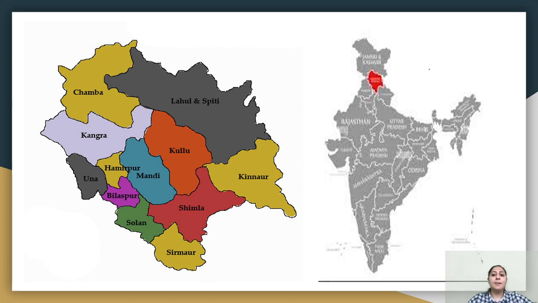तो ये है इंडिया का मैप. यहाँ पर हमारे पास है हिमाचल प्रदेश. So if we look into this, these are the various districts marked of our Himachal Pradesh. तो इस पूरे हिमाचल प्रदेश पे क्या ये एक्ट लगता है? This is the question, and this has even been asked in our pre-exams.